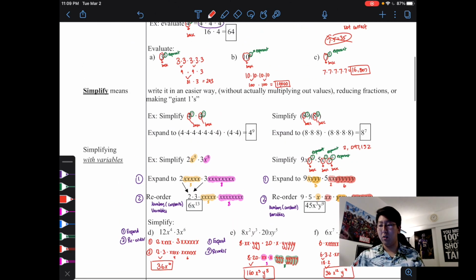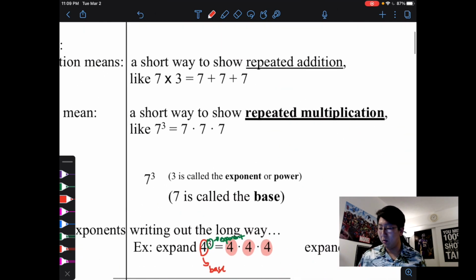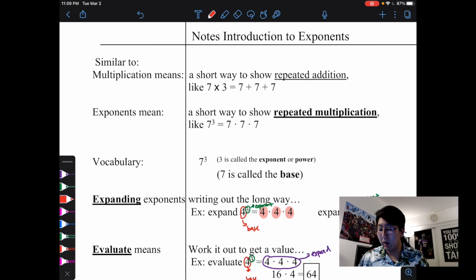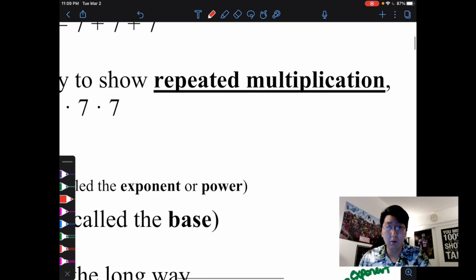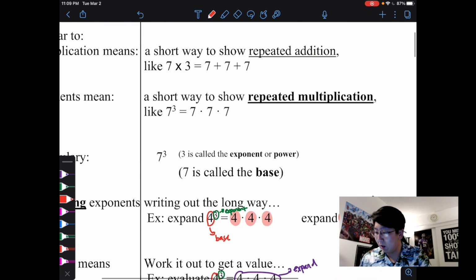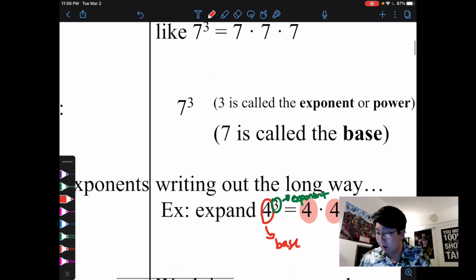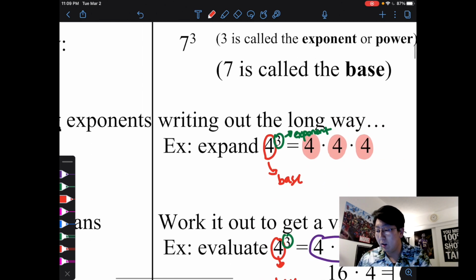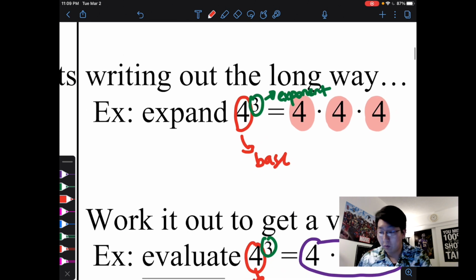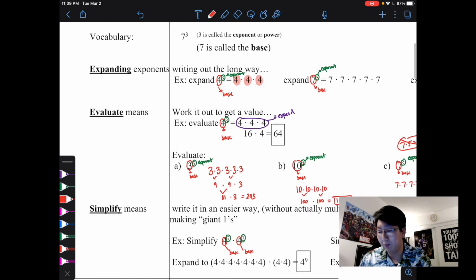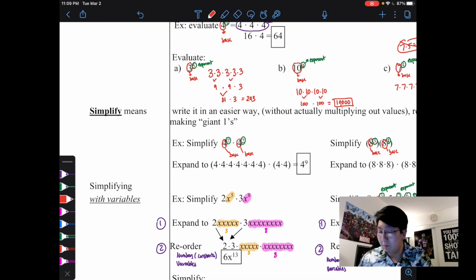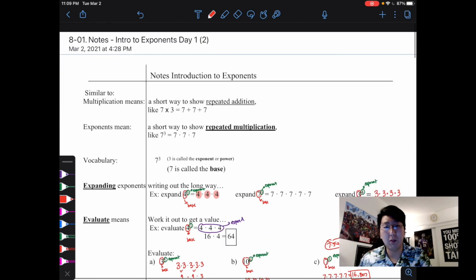So here are our notes on exponents. Your job is to understand that exponents is a form of repeated multiplication. And if you know that it is a way to show repeated multiplication, you can go ahead and find out what the base is and what's the exponent. And notice that the base is being multiplied by itself by the exponent, whatever the exponent is. If you can expand it, it will help you simplify.